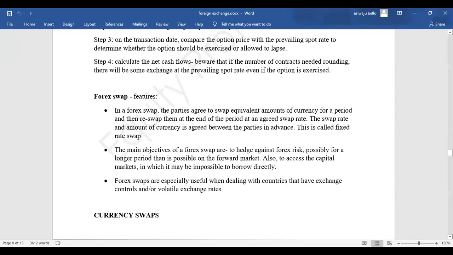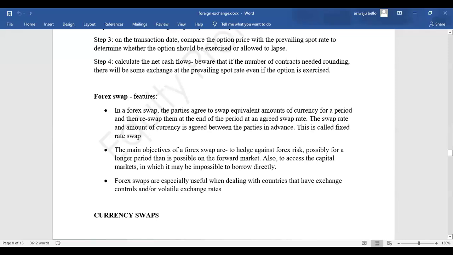For example, like we mentioned, the example we gave, I should round up in 3 minutes. We have a company in Nigeria, Bank of Industry. Bank of Industry obtained loan from World Bank in dollars. Assuming the loan is $100 million. Now, Bank of Industry is expected to repay this loan in 2 years.